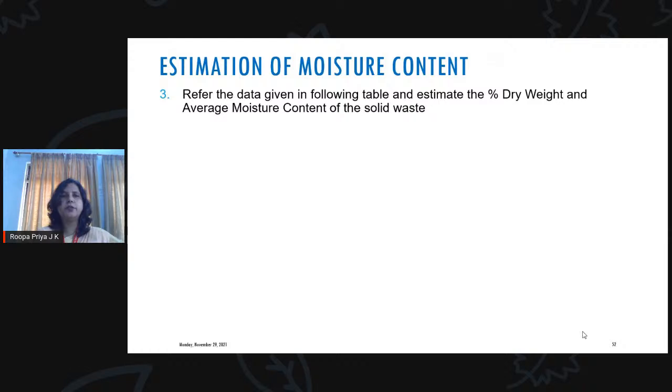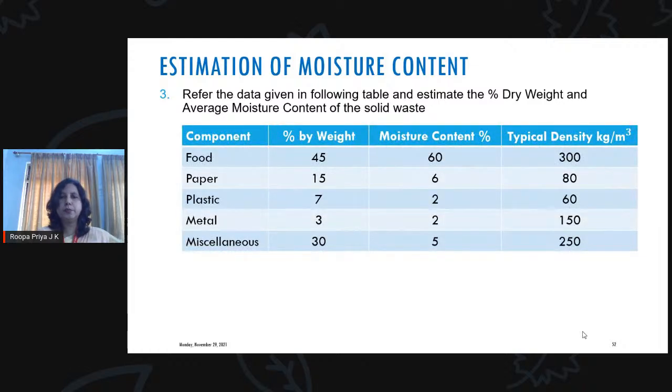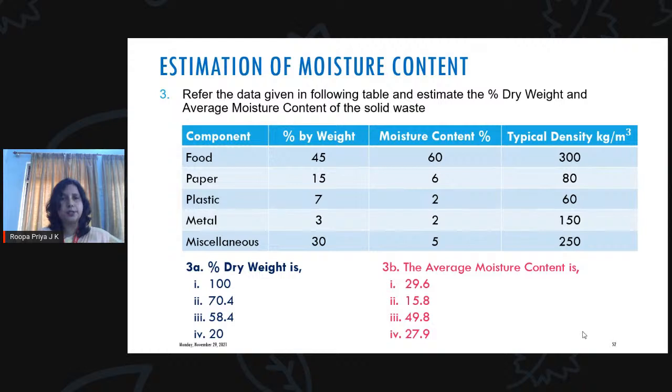Here we have a table given in the problem. By referring to this data given in the table, we have to estimate the percentage dry weight and the average moisture content of the solid waste. So in this question, we have two subsections. One is to calculate the dry weight, and the other one is to calculate the average moisture content of these components. Now, the question has, again, 4 different answers. Now we have to calculate and find out which is the correct answer.